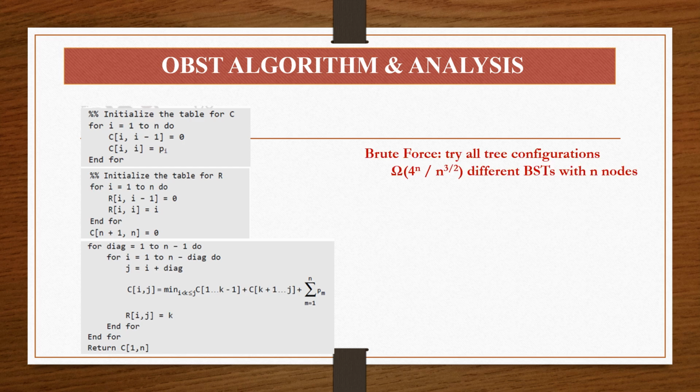If we use the brute force method and try all tree configurations, then my time complexity will be 4 power n divided by n power 3 by 2. So this many different BSTs with n nodes can be configured. And if I am using dynamic programming, the complexity will be order of n cube.